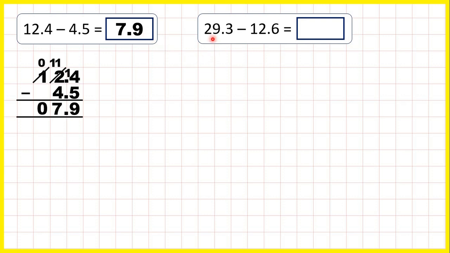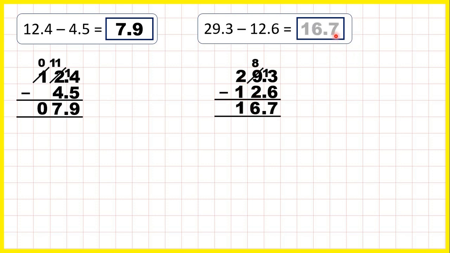Finally, we have 29.3 minus 12.6. So we set it out, decimal points are lined up, so we can copy the decimal point down into our answer. We can't do 3 minus 6, so go to the left, 1 less, 1 in front. 13 minus 6 is 7, 8 minus 2 is 6, and 2 minus 1 is 1. So our answer is 16.7.